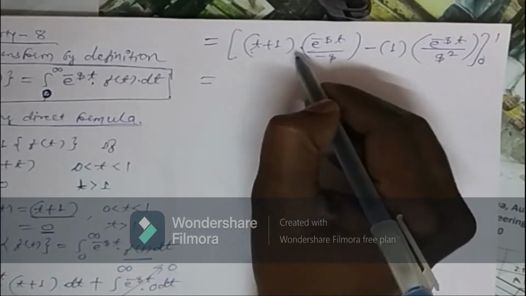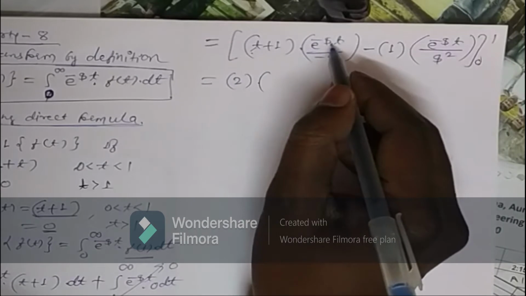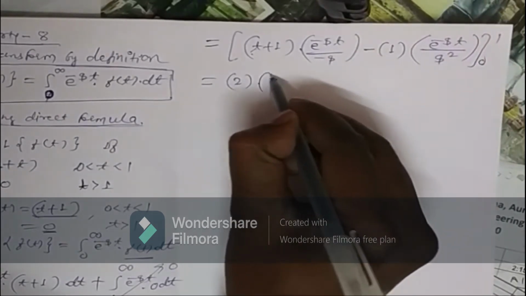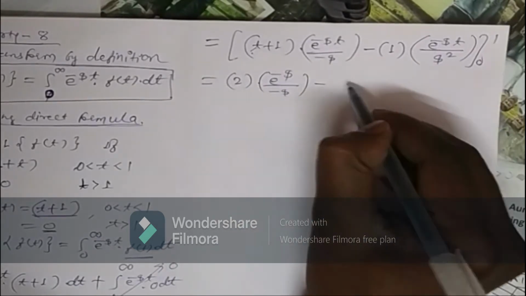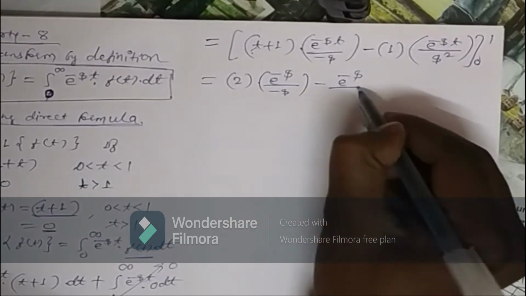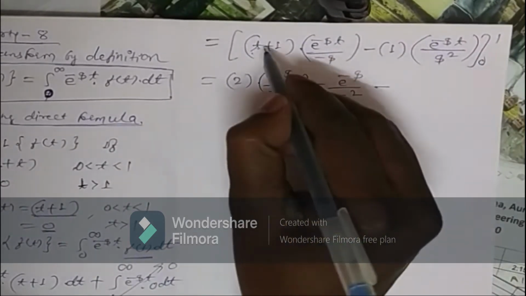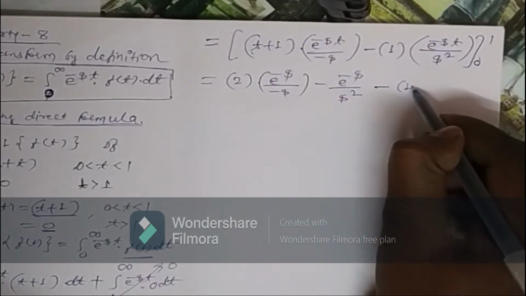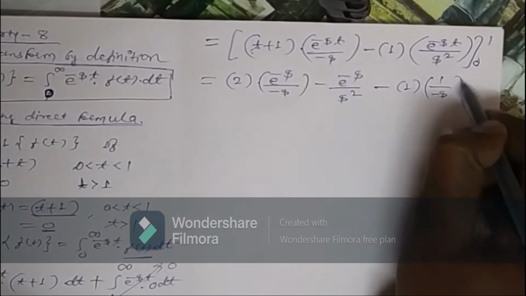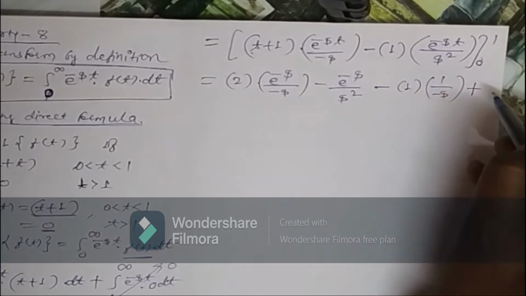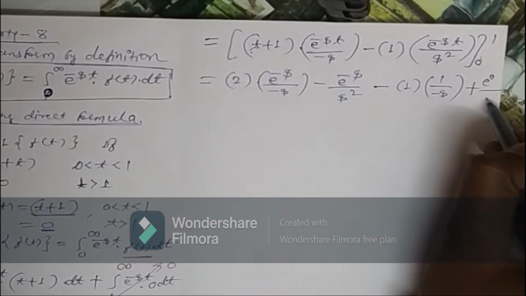T plus 1 plus 1 is 2 into... here what we get? e raised to minus s upon minus s, minus e raised to minus s upon s square. Okay, this is upper limit minus lower limit. So here t, that is 0 plus 1, it will be 1 in bracket, e raised to 0, 1 upon this minus s, minus minus plus e raised to 0 divided by s square.